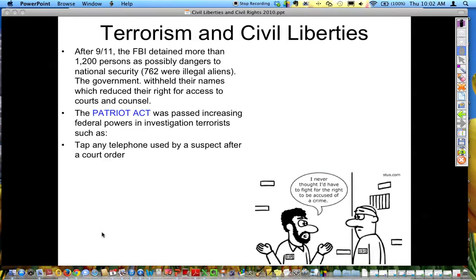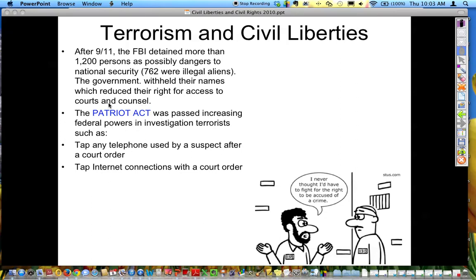I do want to talk about this last one. We mentioned this at the beginning of the year under the Patriot Act. After 9/11, the FBI detained more than 1,200 people. And I can't emphasize this enough, and I explained it earlier in some Freedom ones, but there's a difference in wartime and peacetime. President Bush declared a war on terror, and under this, 1,200 people were seen as dangers to national security. 762 were illegal aliens. The government withheld their names and reduced their right for access to the court system and to counsel. And some people thought that this violated the Fifth and Sixth Amendment.